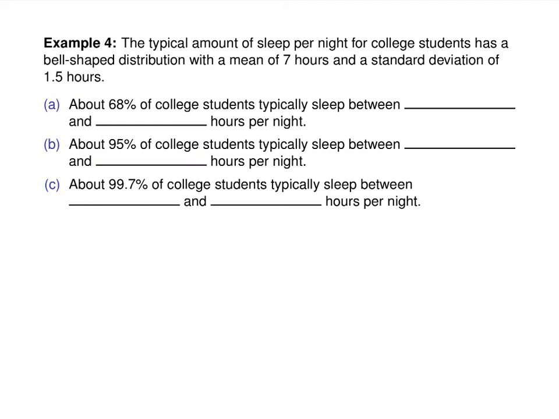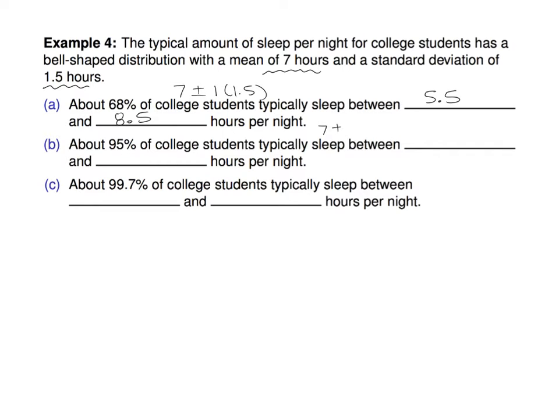Another big idea in this unit was this empirical rule that says for bell-shaped data, 68% falls within plus or minus 1 standard deviation, 95% falls within plus or minus 2 standard deviations, and almost all the data, 99.7%, fall within plus or minus 3 standard deviations of the mean, that is. So we have a mean of 7 hours and a standard deviation of 1.5. So this is going to be 7 plus or minus 1 times 1.5. Well, 7 minus 1.5 is 5.5 on the low end and 8.5 on the high end.